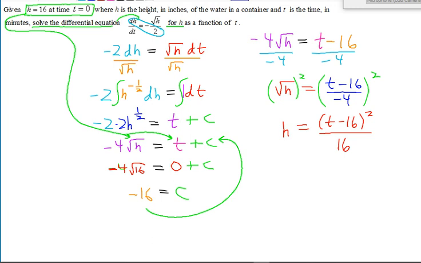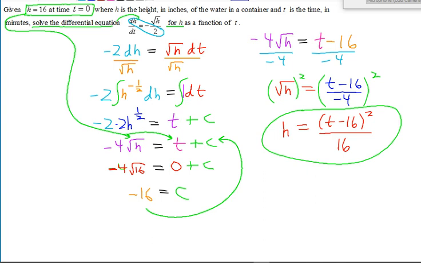And notice what this gives you. It tells you what the height of the water is in the container at any specific time. So if you want to know the height after 3 minutes, you'd substitute 3 for t and it'll give you the height. Also, if you wanted to know the time when the container is empty, you could set h equal to 0, and that gives you t equals 16. After 16 minutes, it ends up being empty.